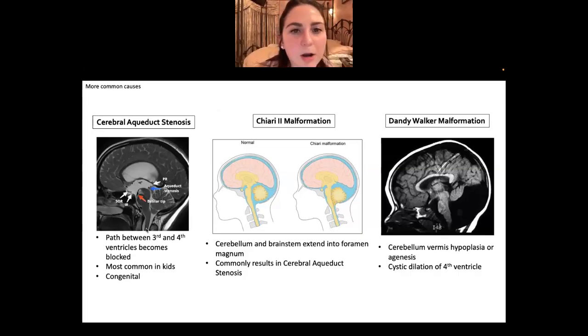Here are the most common causes of them. You will talk about all of these. These are all very high yield for pathology for first year. I think Dr. White talks about all of them eventually. But the first one, hopefully makes sense, is cerebral aqueduct stenosis.